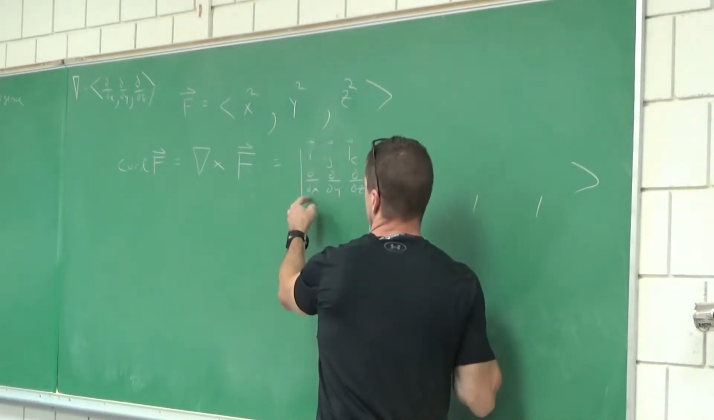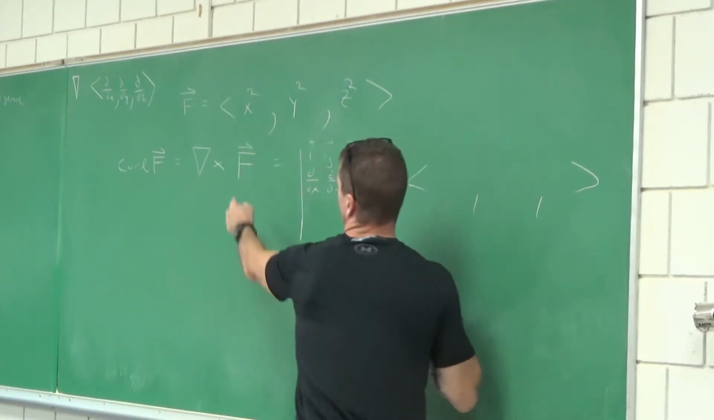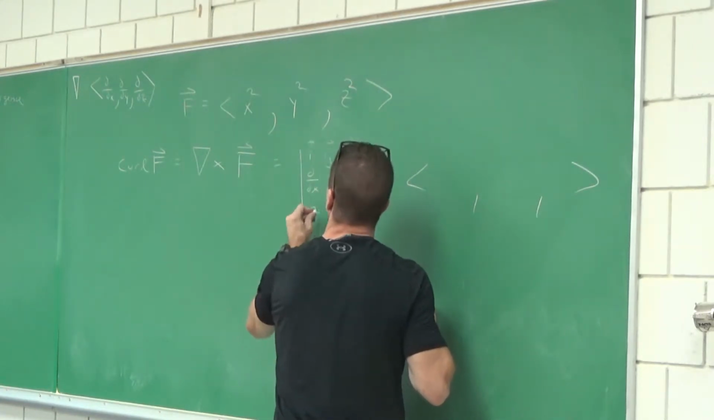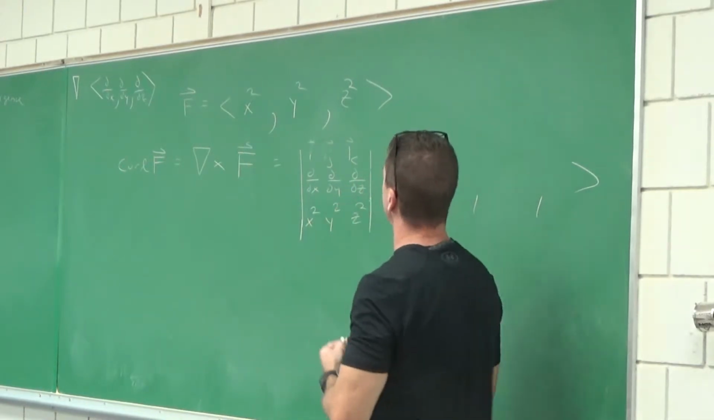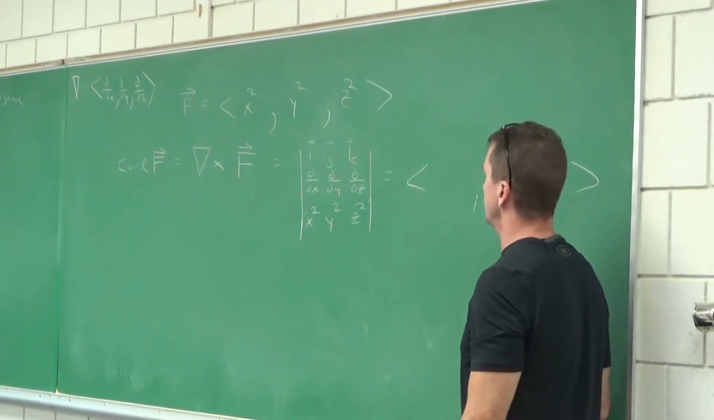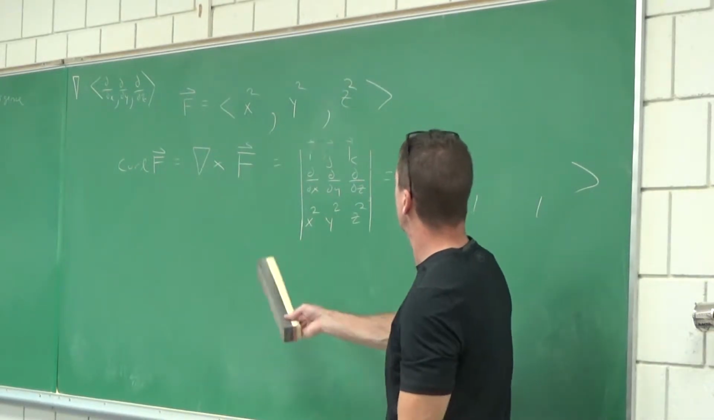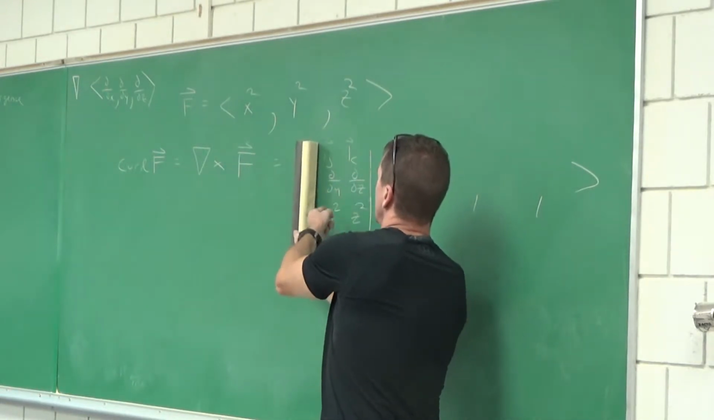Well, I got my delta x, delta y, delta z. That's my del. And then I'll put the vector field f here: x squared, y squared, z squared. Let's find the curl of this vector field. So the curl of vector field f is, first component, wipe that out. What's partial of z with respect to y minus partial of y with respect to z?